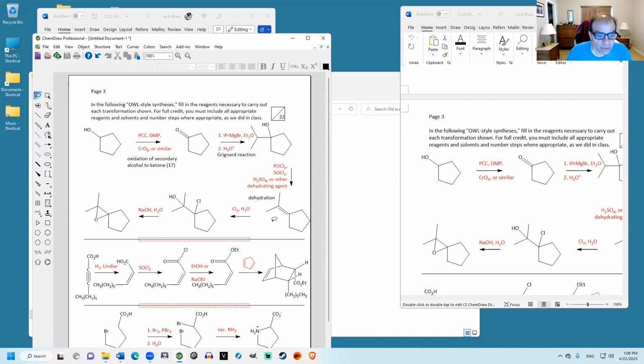In the next step, we go from the alkene to an OH and a Cl attached to those two carbons. In other words, we formed a halohydrin. And you can find out about that reaction in chapter 8. The reagents necessary are chlorine and water. And we went over that reaction in chapter 8 along with its mechanism.